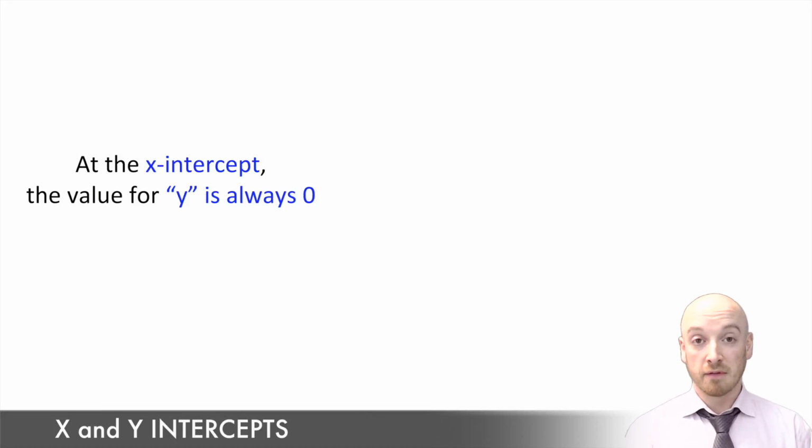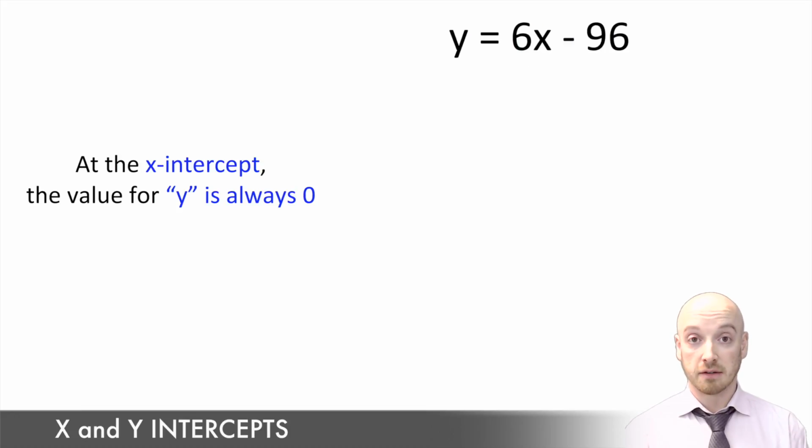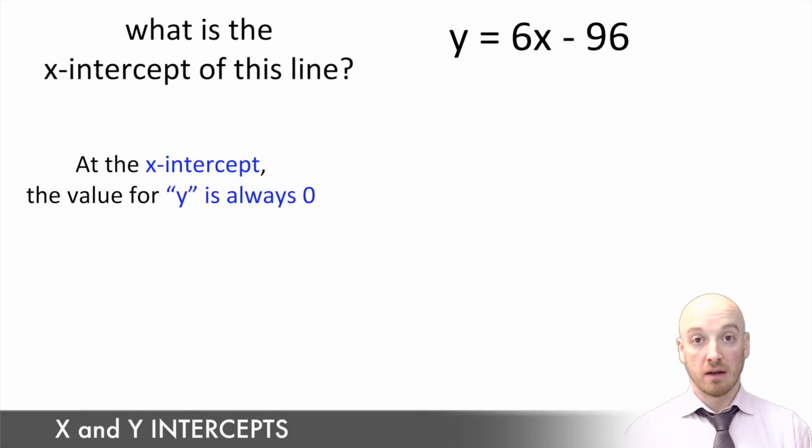Now it's a little bit tougher if they ask us to find an x-intercept given an equation. So let's say I had an equation that looks like this, and they were asking me to give the x-intercept of that line. Now remember, at an x-intercept, it's always true that the y value is 0. Whatever x is going to be, you know the y is 0 because you're right on that x-axis. So if the equation here is y equals 6x minus 96, and I know that I'm looking for the x-intercept, then I know that the y value is 0.